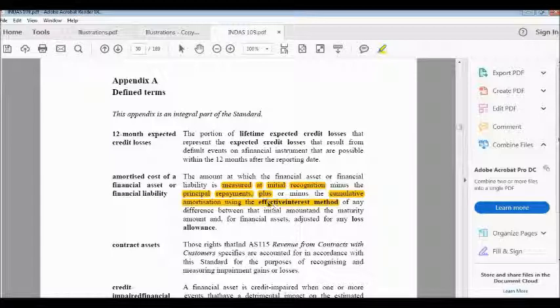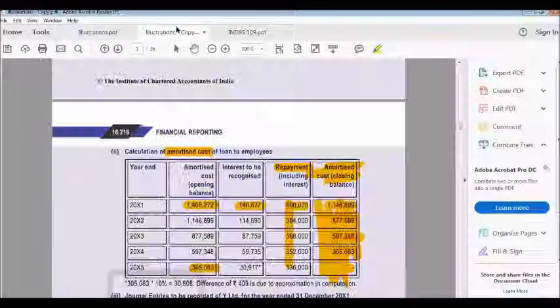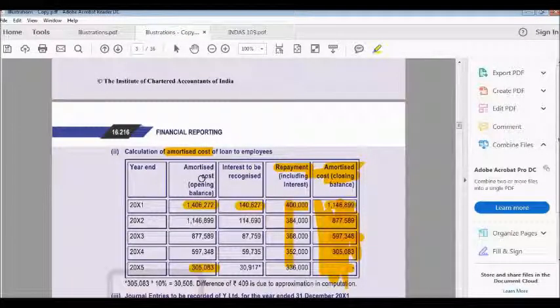And the principle is that you are using the effective interest method, where you are charging the interest at the rate of 10% and then subtracting the repayment amount. So this is the effective interest method, so don't confuse it. This is the effective interest method and this is the amortized cost of the loan component.